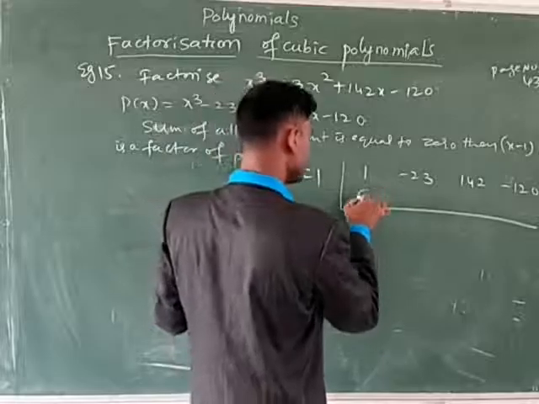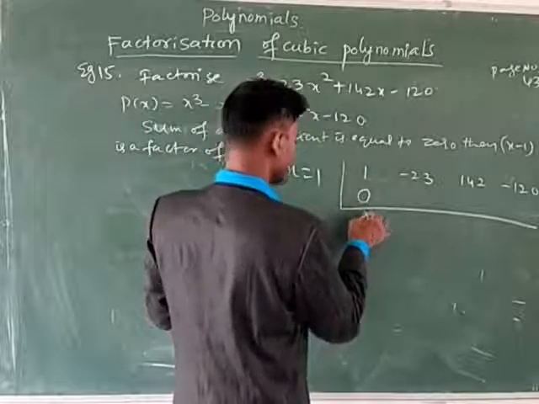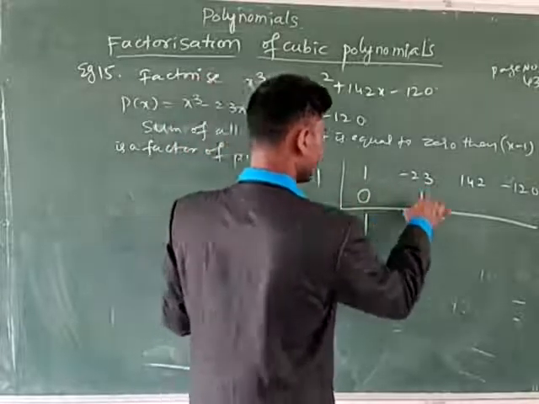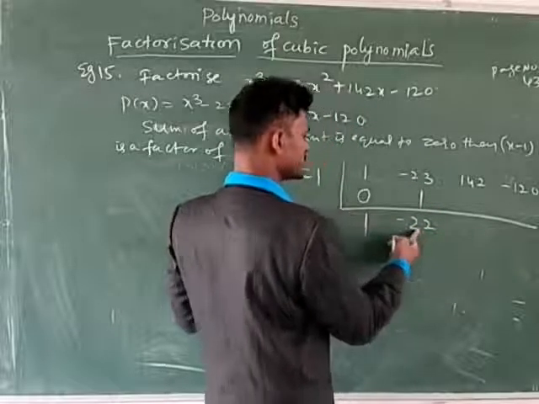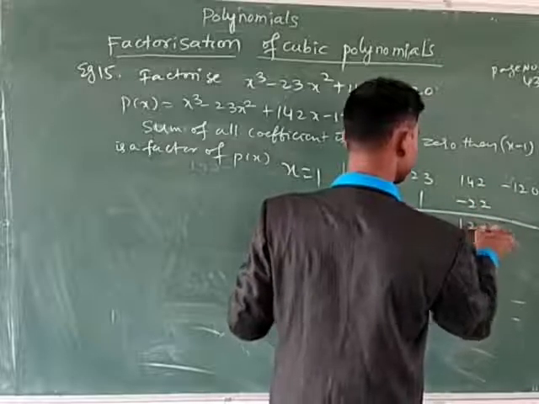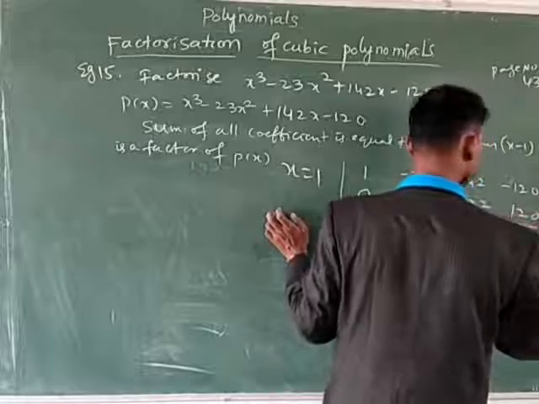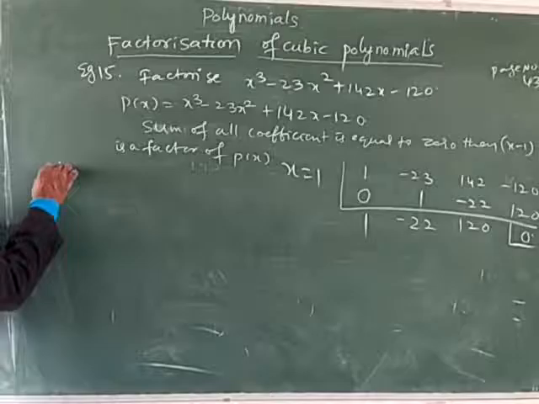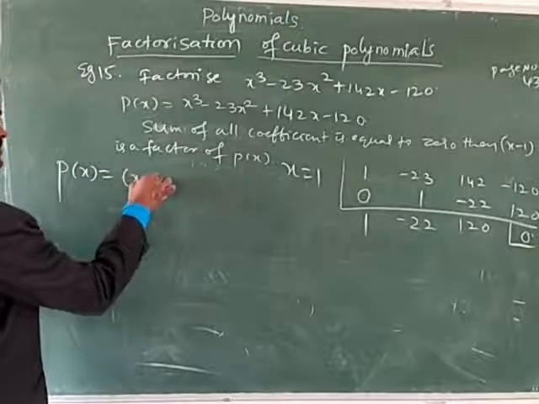Here you have to put the 0 first, 0 and 0. Here you have to add 1. 0 plus 1, 1. 1 into 1, 1. Now minus 23 plus 1, minus 22. Minus 22 into 1, minus 22. Now you have to add, this is 120. 120 into 1 plus 120. Here minus 120 plus 120, 0. Now you have to write here p of x: x is equal to 1 means x minus 1 is a factor.